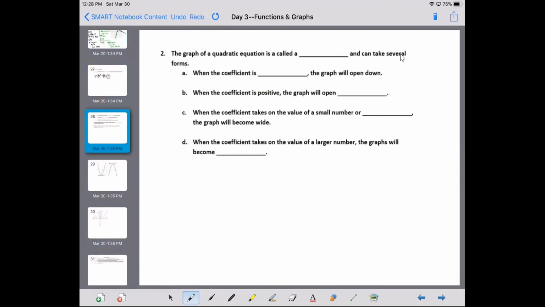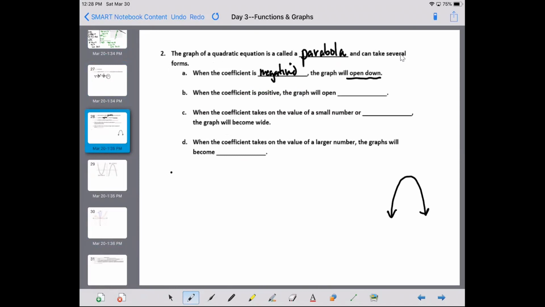So the graph of a quadratic equation is also called a parabola. Sometimes you'll hear it called a parabolic function, quadratic model, a parabola, a parabolic function. Those are all different forms. Now, when the leading coefficient is negative, you're going to see that graph open down. It's going to look something like this.